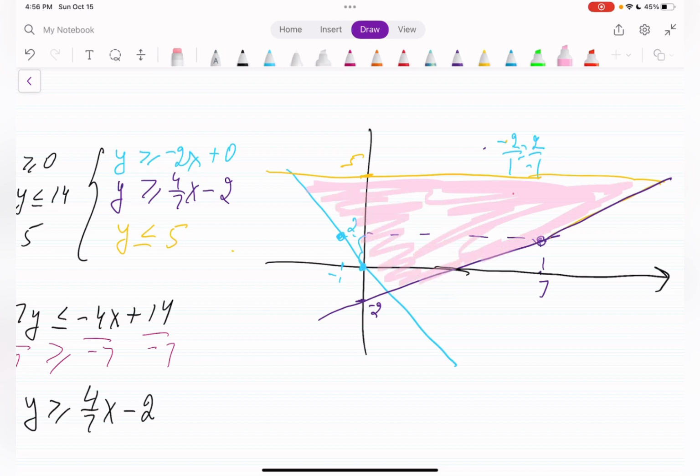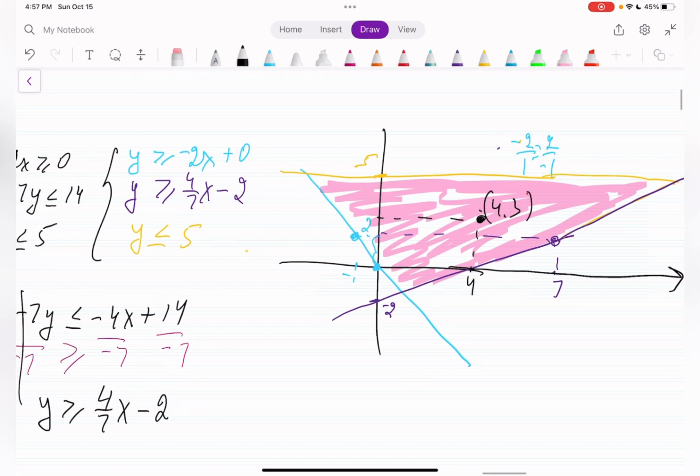Now, we can check. Let me take some point. What point am I taking? Let's say this is 4, and I'm taking 3. 4 and 3. X is 4, y is 3. Taking red color. This is 4, y is 3. So -8. So 3 is greater than -8, satisfied.